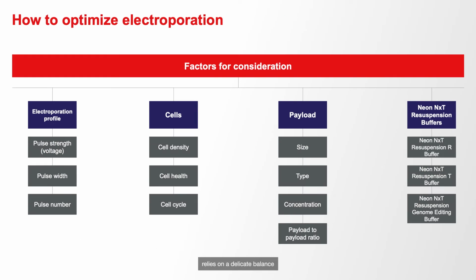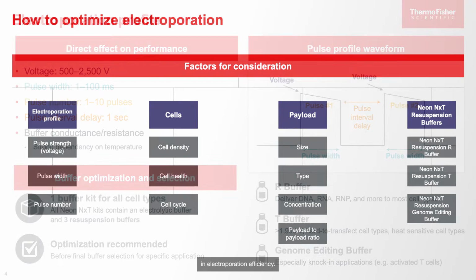Successful electroporation relies on a delicate balance of multiple factors, and optimization of these factors is important for successful electroporation of your cells. Optimizing the pulse voltage, the pulse width, the pulse number, as well as cell density, cell health, along with considerations for payload characteristics, including payload size, type, concentrations, and ratios, is really essential. Another important consideration here is the electroporation buffer used during the electroporation process. Optimizing all of these parameters, we can open new doors for advancements in electroporation efficiency.